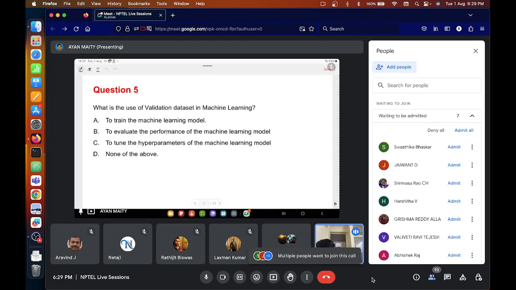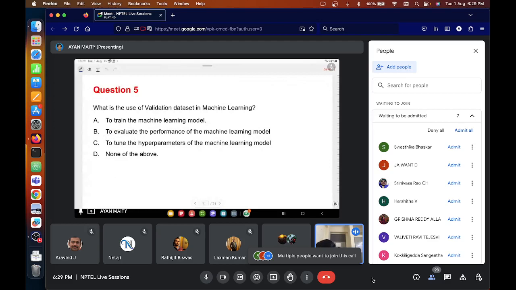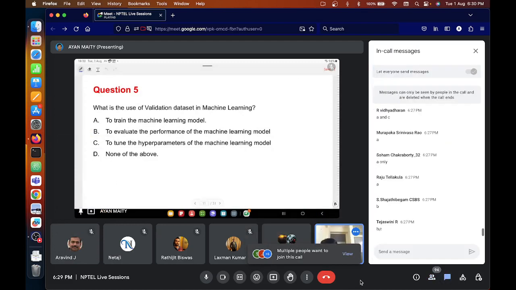Now I can move on to question 5. This is question 5. So what is the use of validation data in machine learning? If you have already gone through the lectures, you already know that we generally divide the data set into three different parts: training, validation and testing data. So what is the purpose of this validation data set? Option A is to train the machine learning model. Option B is to evaluate the performance of the machine learning model. Option C is to tune the hyperparameters of the machine learning model, and option D is none of the above.